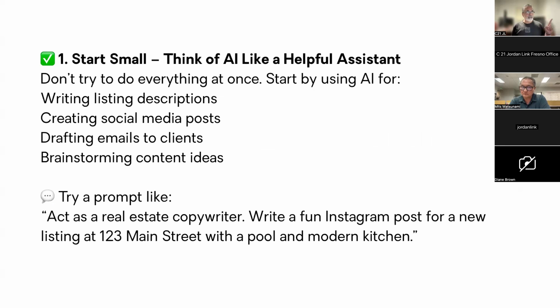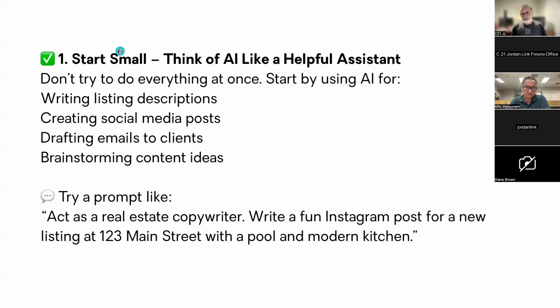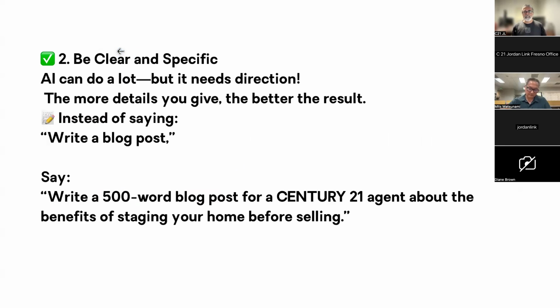It says first, start small. Think of AI like a helpful assistant. Don't try to do everything at once. Start by using AI for writing listing descriptions, social media posts, drafting emails, and brainstorming content ideas. So try a prompt like, act as a real estate copywriter, write a fun Instagram post for a new listing with a pool and modern kitchen. So remember, number one says start small. If you're barely getting into using AI, you've got to start small.